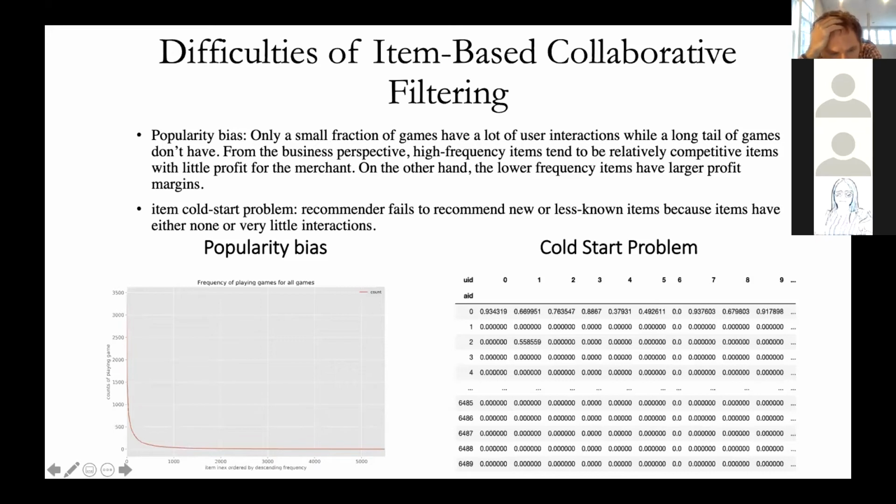The other problem is the cold start problem. There are a lot of unknown values in the cells of the matrix, so the recommender fails to recommend new or less-known items because they have either none or very few interactions.